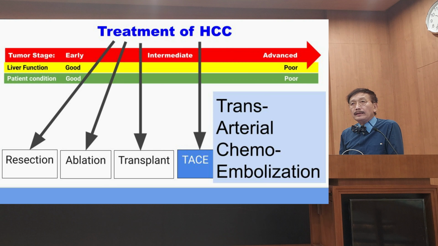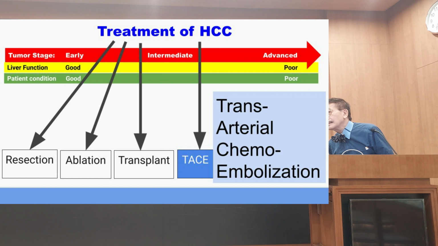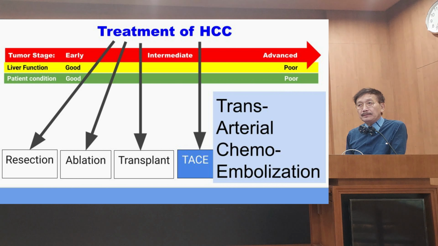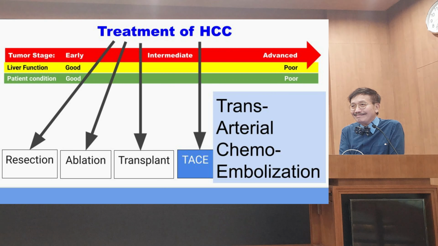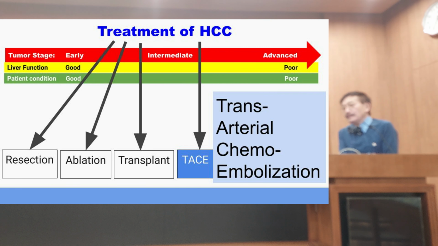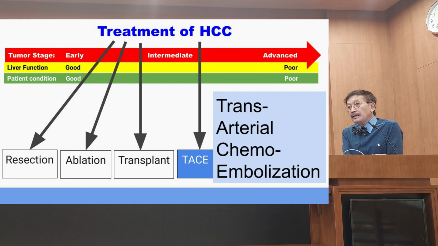How can you tell if this is liver failure? What is it? Yes, increase in bilirubin, yes. Prolonged INR. Increase in INR, increase in bilirubin, then may also be development of ascites. Therefore, one of the contraindications of doing TACE is if the patient's bilirubin is higher than 50, then we don't do it.